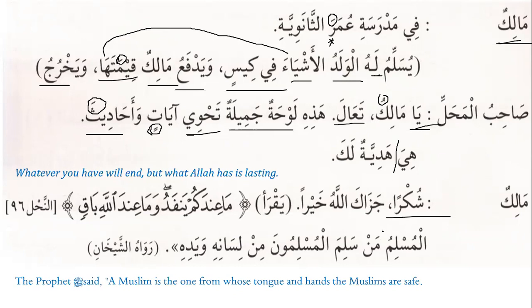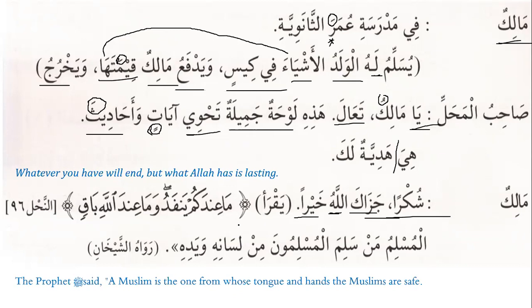Jazakallahu khairan, jaza yajzi also requires maf'ulain, khairan al-maf'ul al-thani, and ismul jalala, lafzul jalala is in the place of the doer fa'il. So jaza fa'il, ismul jalala fa'il, al-maf'ul al-awwal, wa khairan al-maf'ul al-thani.